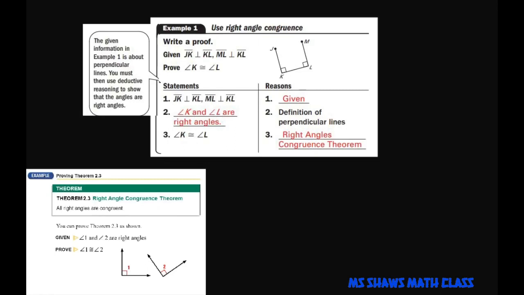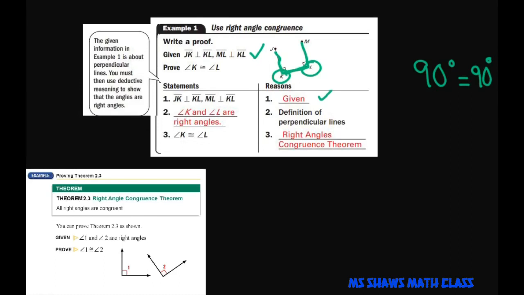we're using right angle congruence. Right angle congruence means that given angle A and 2 are right angles, that means all right angles are congruent because all right angles are 90 degrees. So 90 equals 90 degrees. So we're going to write a proof giving that these are perpendicular lines. JK is perpendicular to KL, and ML is also perpendicular to KL. So we want to prove that these two angles are congruent.